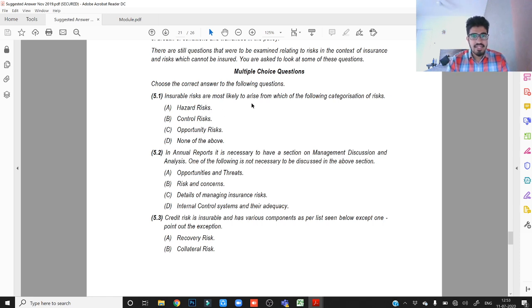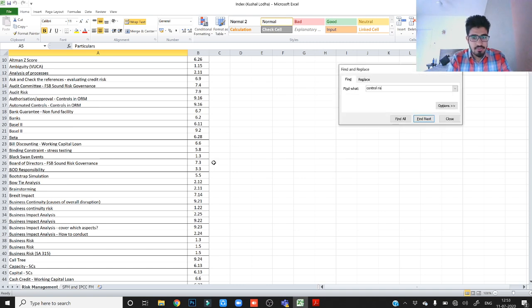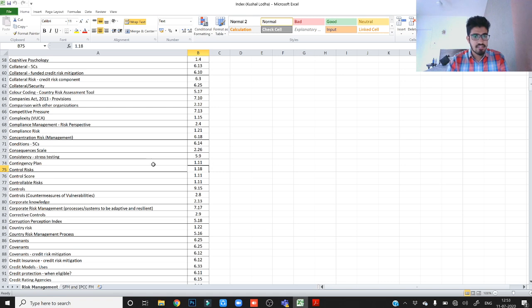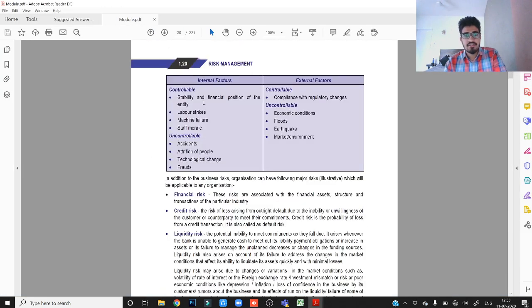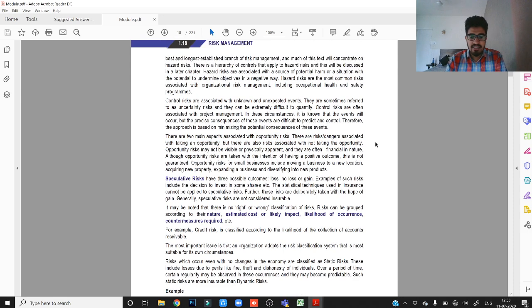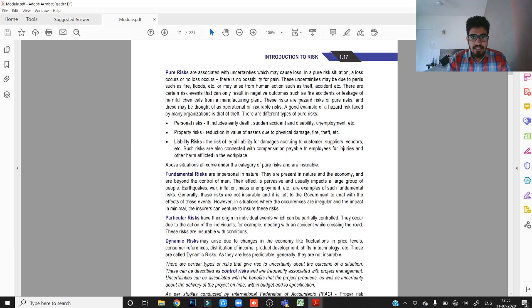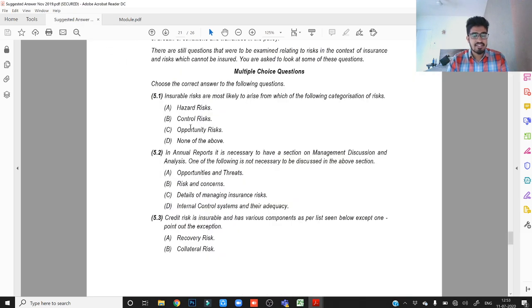Insurable risks are most likely to arise from which of the following categorization of risks: hazard, control, or opportunity risks. If I go to my index and type control risks, of course it is alphabetically sorted, so you know control risks begin with C and are going to be in the C section. On page 1.18 there's a definition of control risk given, maybe somewhere around 21.18. Control risks have been defined here, opportunity risks have been defined here, and hazard risks have been defined on the previous page. If you read about hazard risks, they say these are insurable risks. So the answer to this question is hazard risks, and you can easily find this through your index.